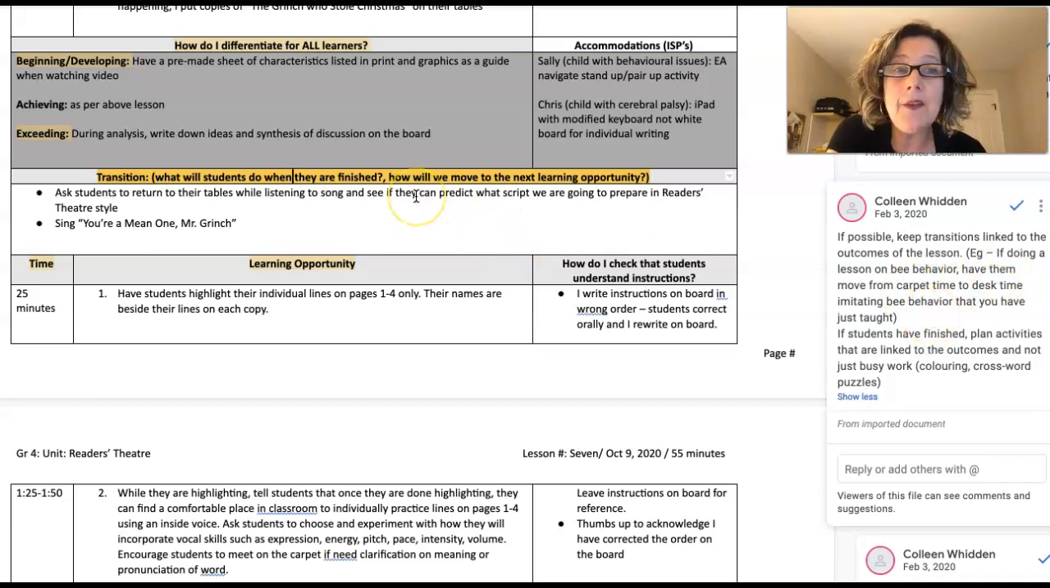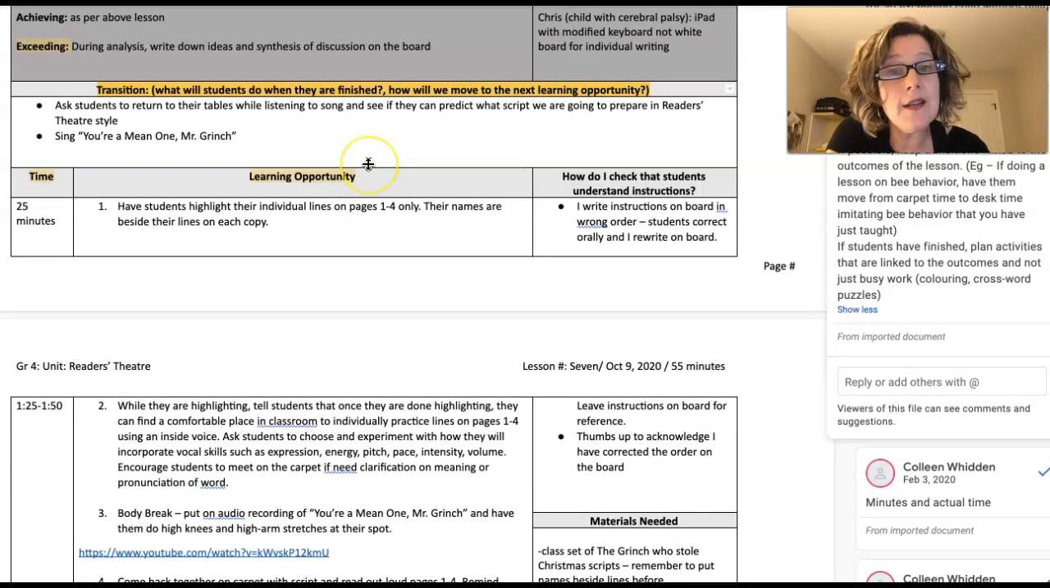Okay. If you can, try not to have them going from carpet to desk to carpet to desk to carpet to desk, because you'd lose a ton of time just physically moving, and that's when your classroom management issues are going to happen. So again, think about what they are going to do if a kid is finished really early, and then how you are actually going to physically move the class from one learning opportunity to the next.